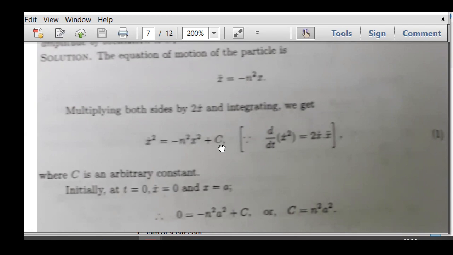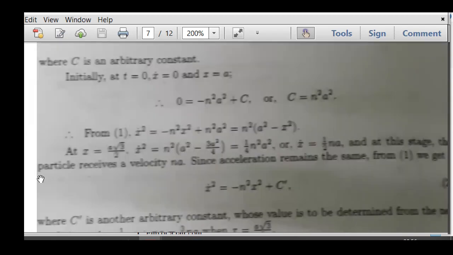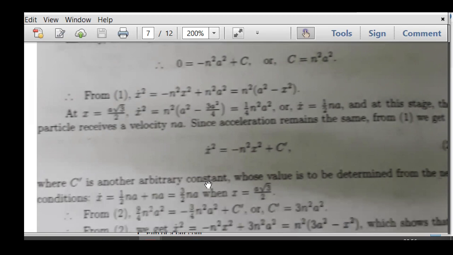That arbitrary constant has to be calculated using the sudden velocity which is added. So they are saying that at this stage the particle receives a velocity, but the acceleration does not change. So you get this thing, where c dash is another arbitrary constant whose value is to be determined from the conditions. So what is the condition now? x dot is half na plus na. This plus na is because of the velocity which it is receiving.